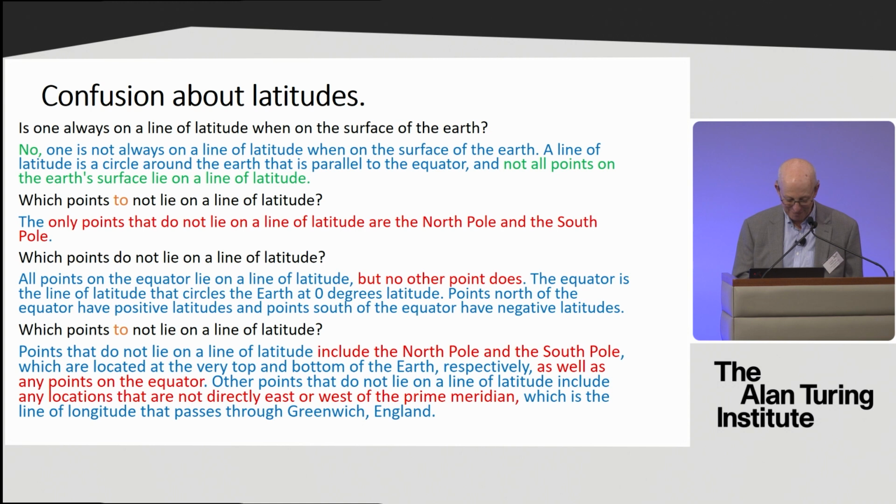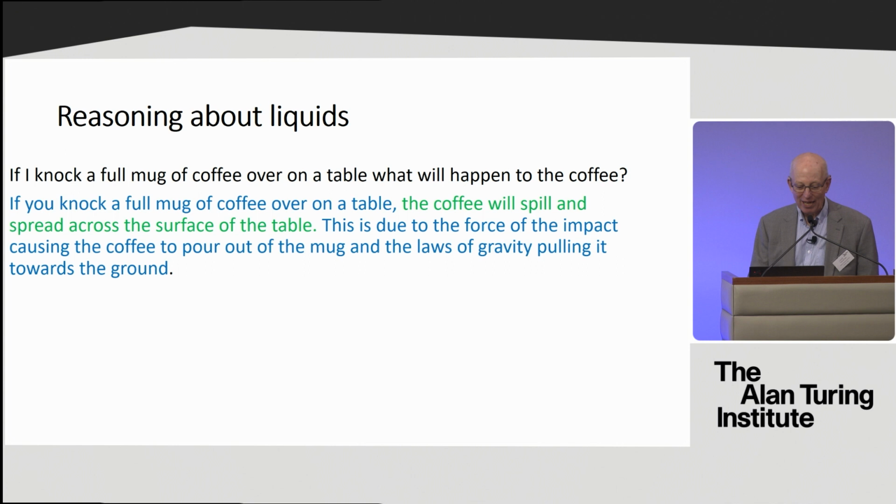Reasoning about liquids, this is a classic one. I got into spatial reasoning and common sense reasoning because of a paper my ex-supervisor Pat Hayes wrote about naive physics, called The Logic of Liquids, and this is one of the examples from that paper. So if I knock over a mug of coffee, what will happen? And it does really well here. The coffee will spill and spread across the surface of the table.